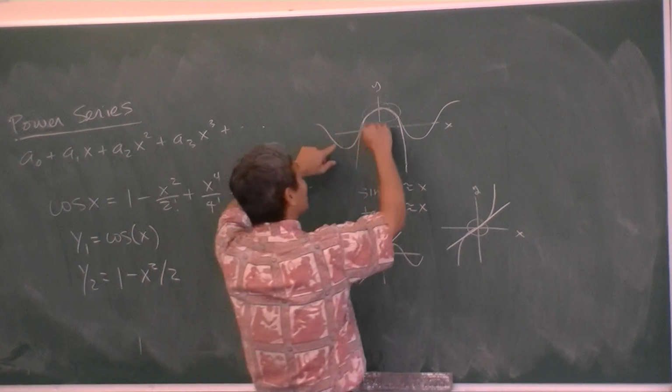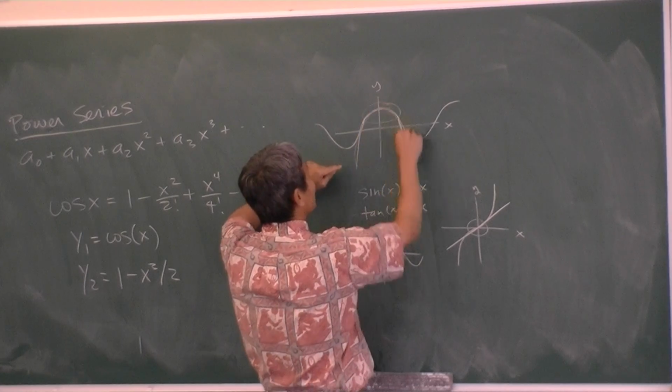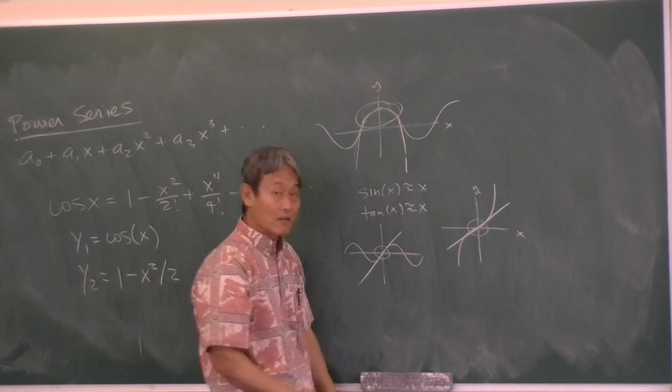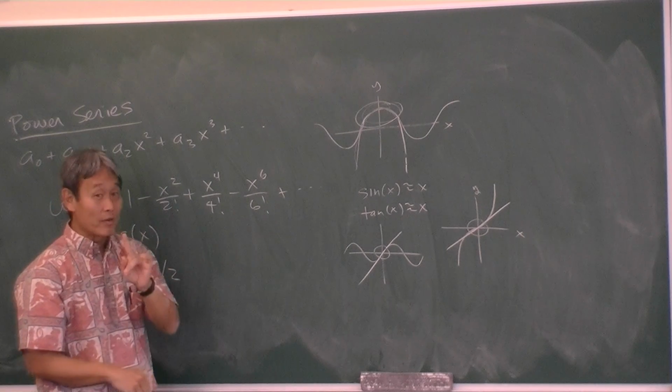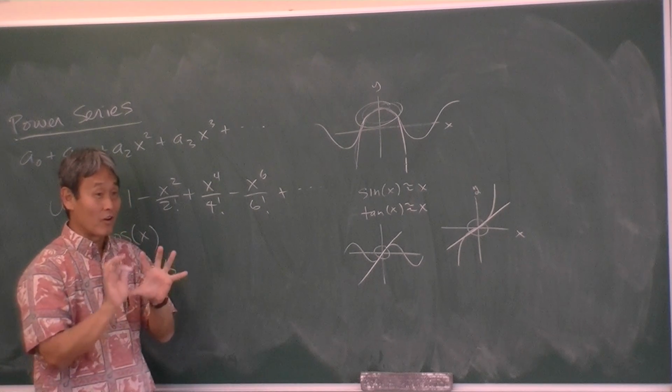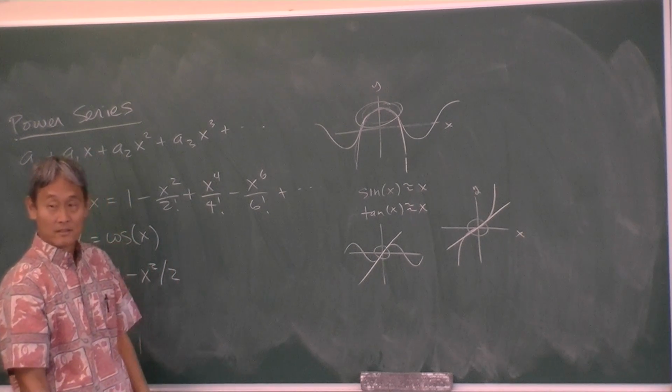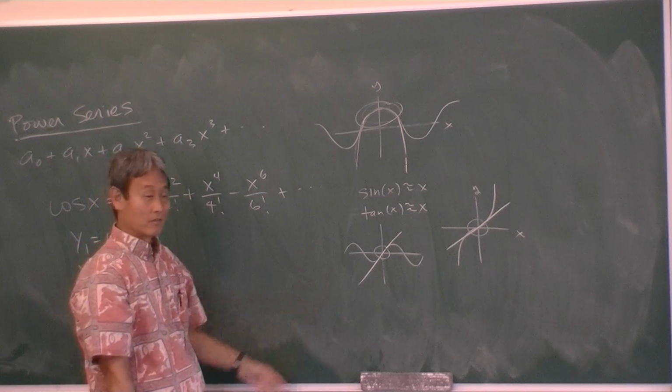Here's cosine x, and here's the graph of 1 minus x squared over 2. Look, almost identical. But the beauty of power series is it doesn't only work for small values of x, it works for all values of x. But then you've got to use all the terms though.